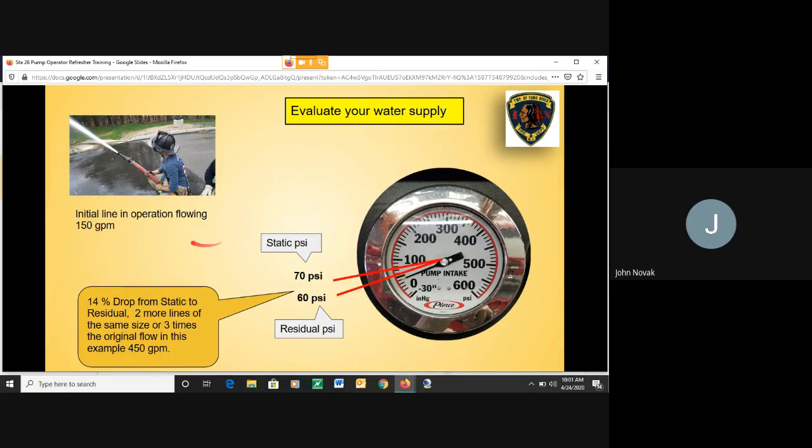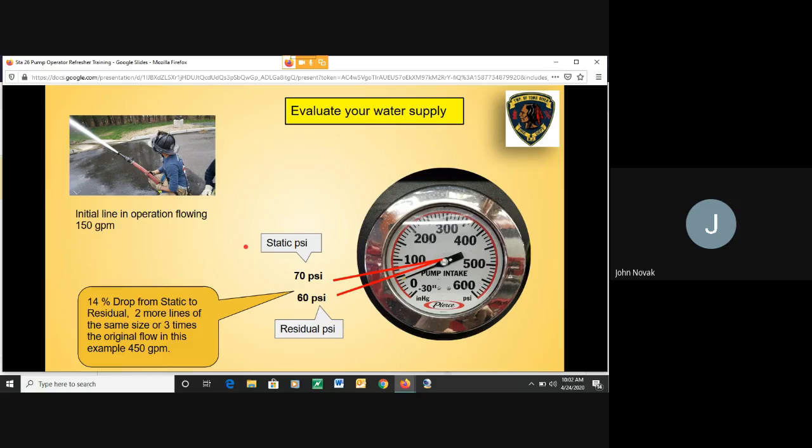We get water flowing. Our first line over here is a 1 3/4 flowing 150 GPM. Our compound gauge drops down to 60. That gives us a 14% drop from static to residual, which there is a formula for. It's not something you're really going to use on the fire ground, but basically that tells us in this situation we could put out 3 more times the original flow. So in this example, we'd be able to flow 450 GPM from our water supply.